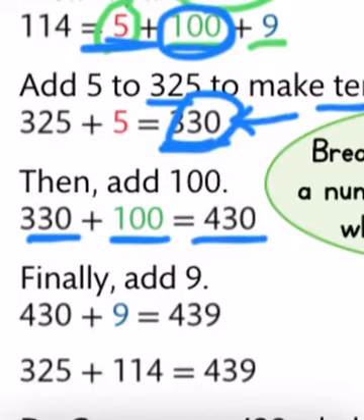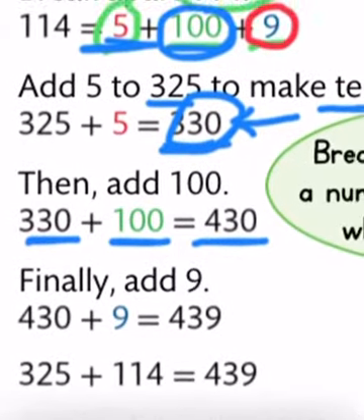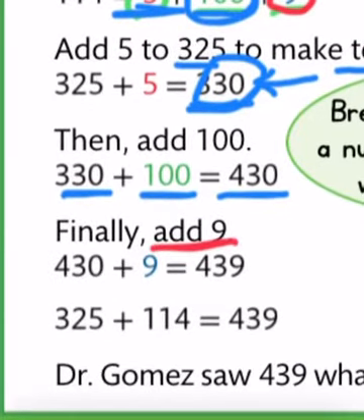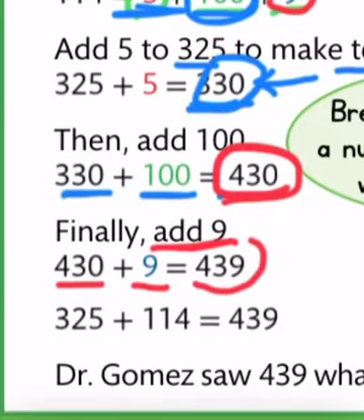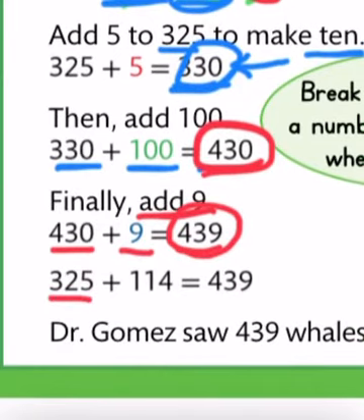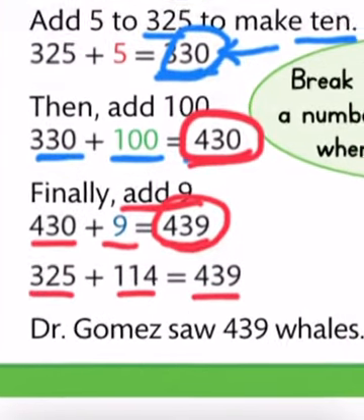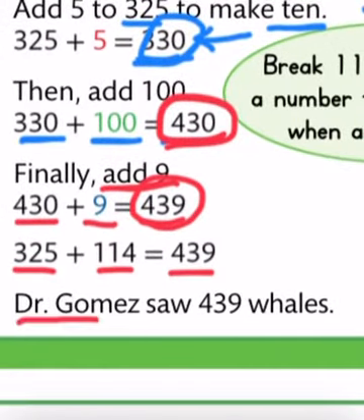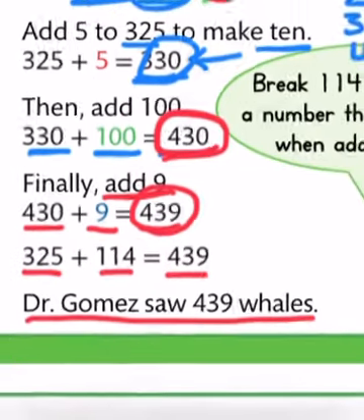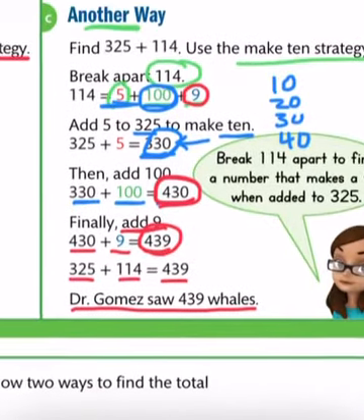The only thing we have left to add now is 9. So finally we're going to add 9. So we take our 430, add 9, and we end up with 439. So same thing, 325 plus 114 equals 439. Again, Dr. Gomez saw 439 whales. Okay.